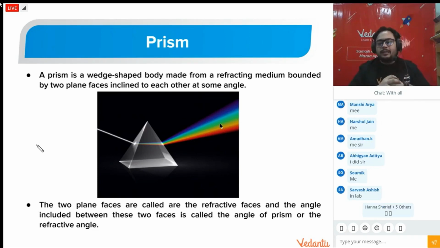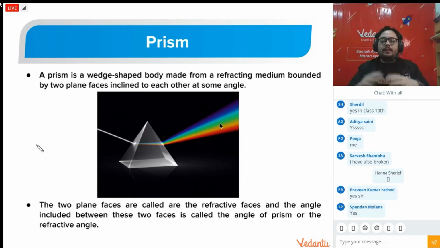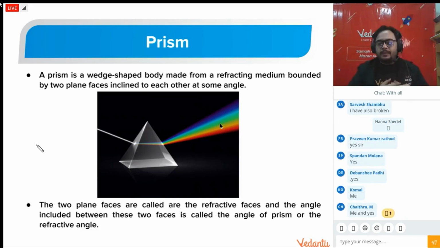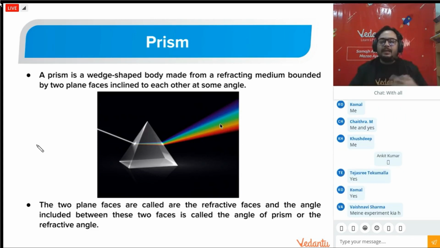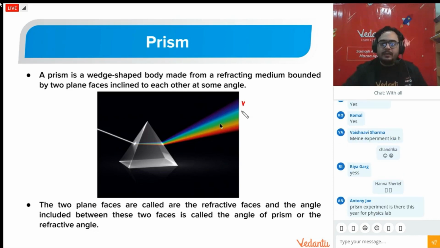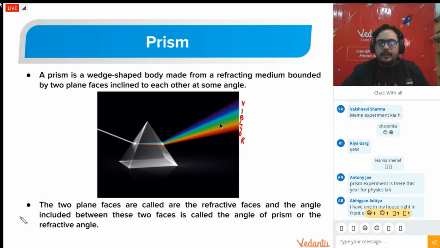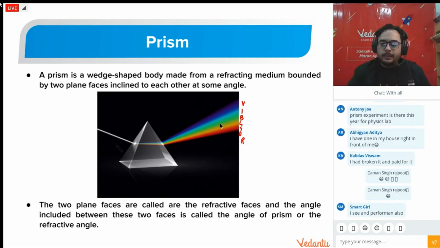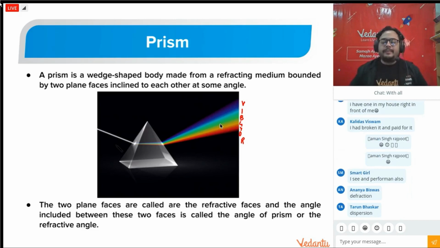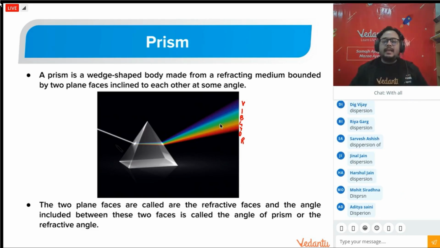Yes, that is great. So basically, when white light is incident on a prism, it breaks into its constituent colors, which are the 7 colors VIBGYOR, as you can see here. Now, can anyone tell me what this phenomenon is called? Yes, that is great, Ananya. This is called dispersion of light.